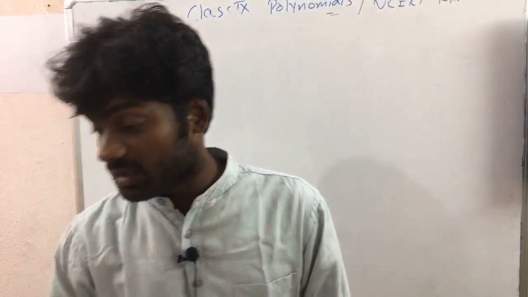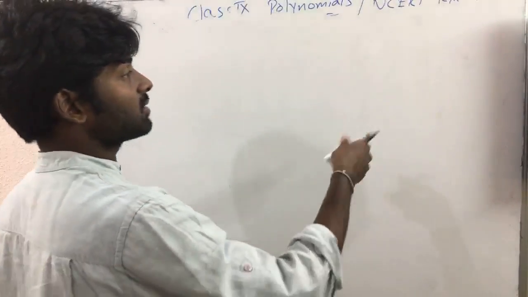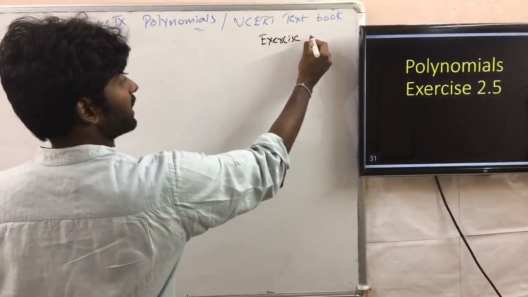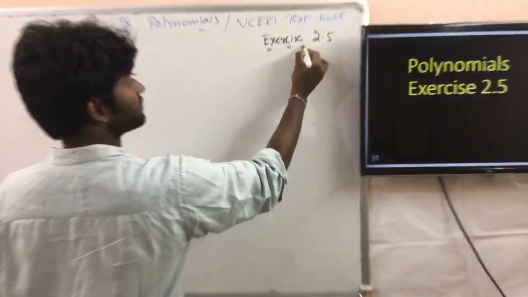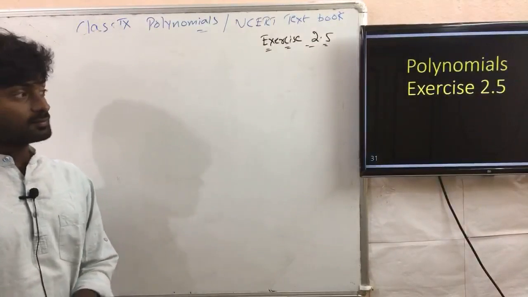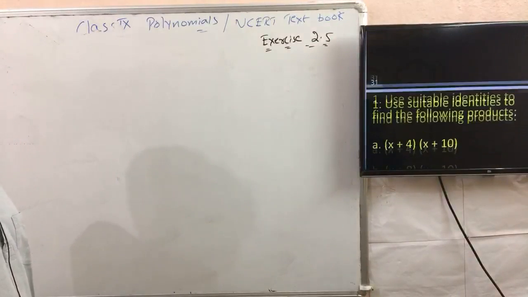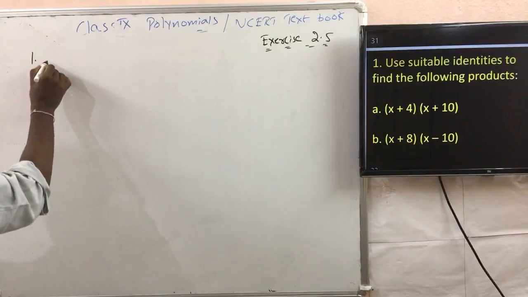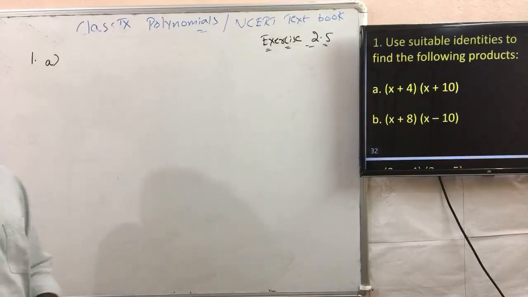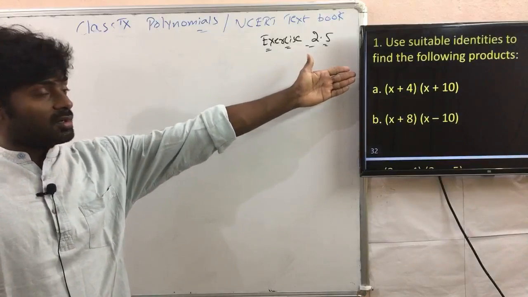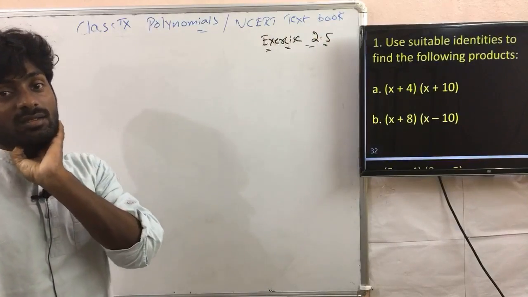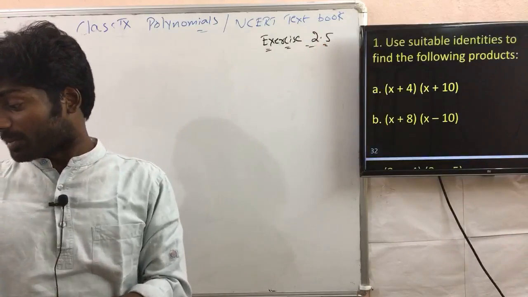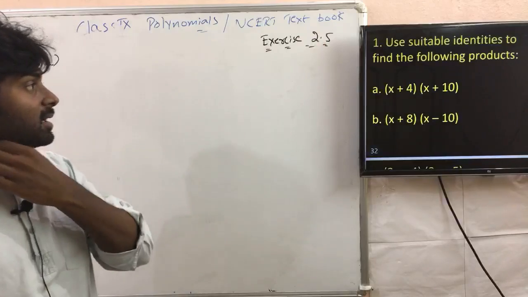So we can move on to the next exercise, which is exercise 2.5. First question. All of you observe the screen. Is everyone able to see the screen? If it is not visible clearly, you can type in the chat box. Okay, so see the first question.